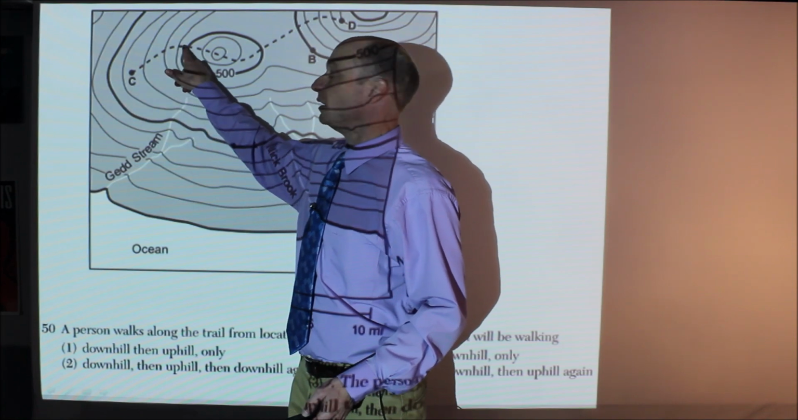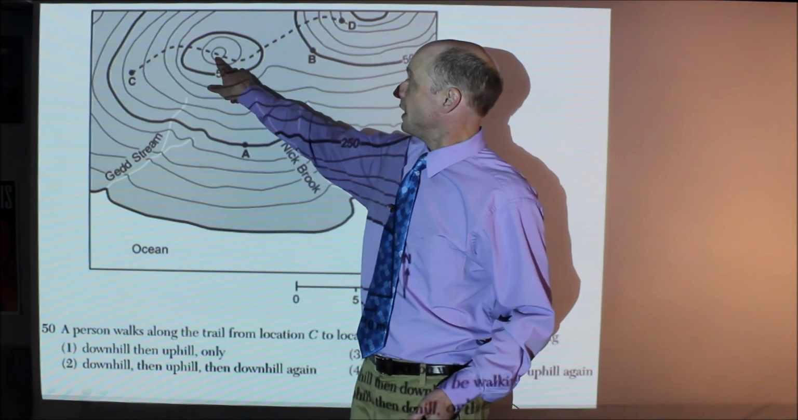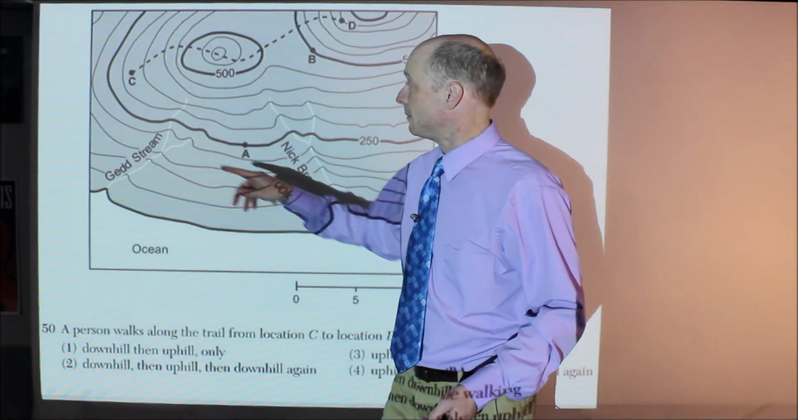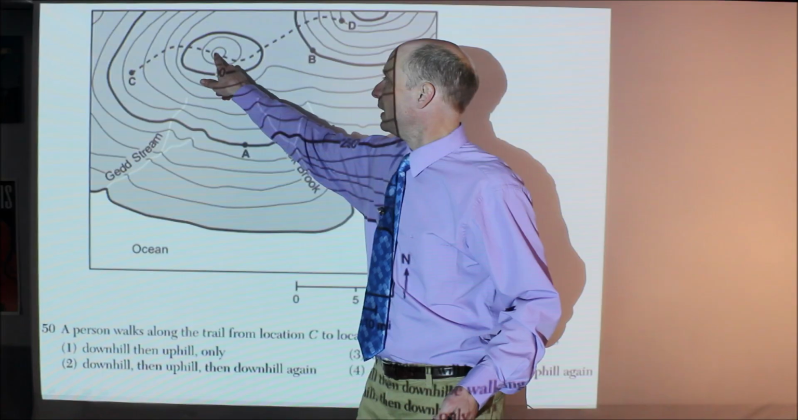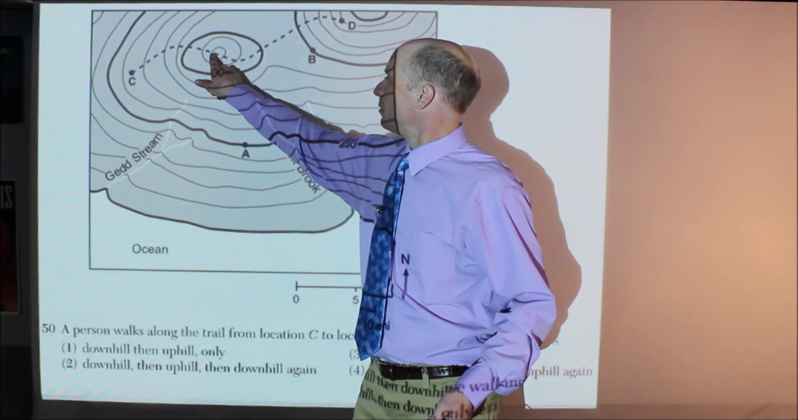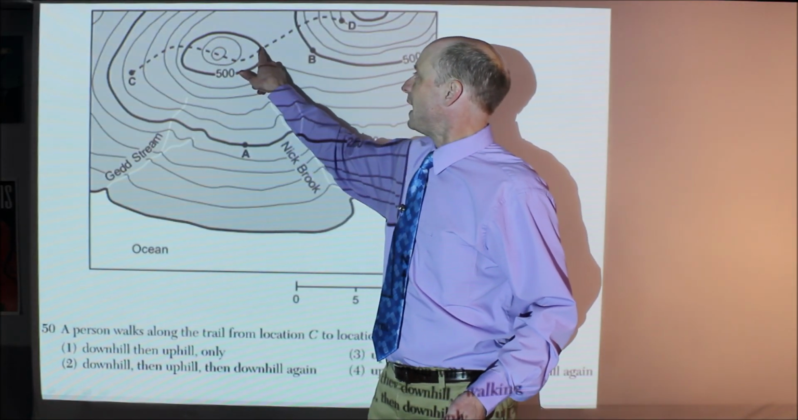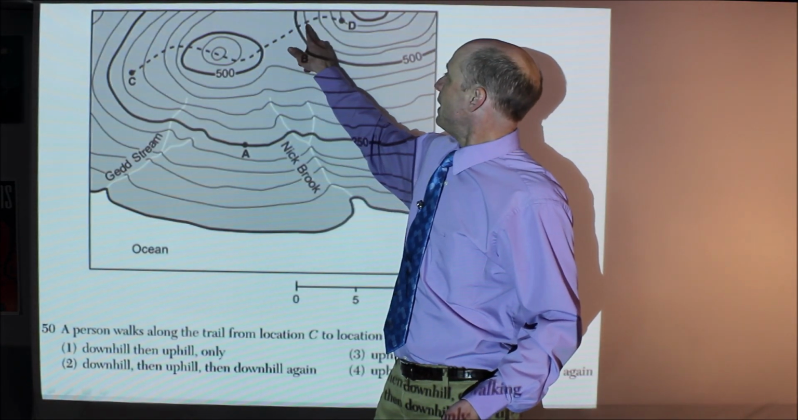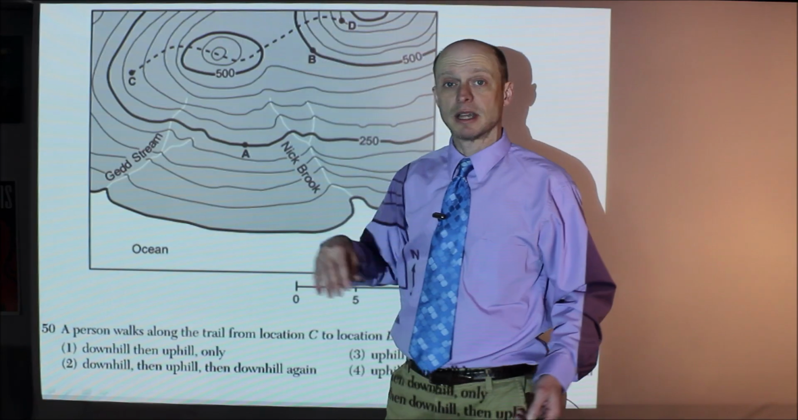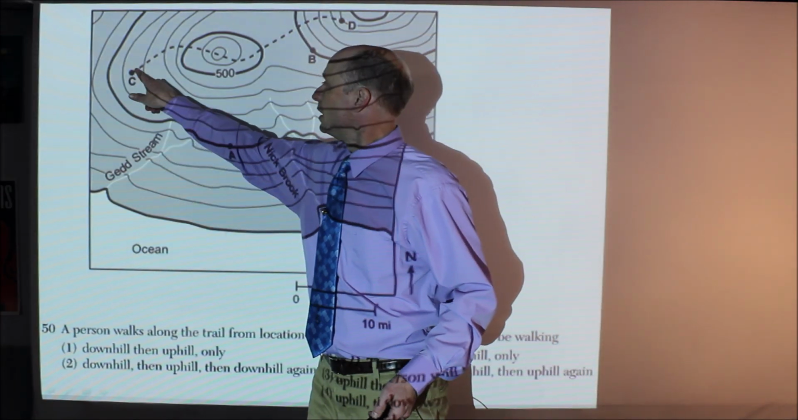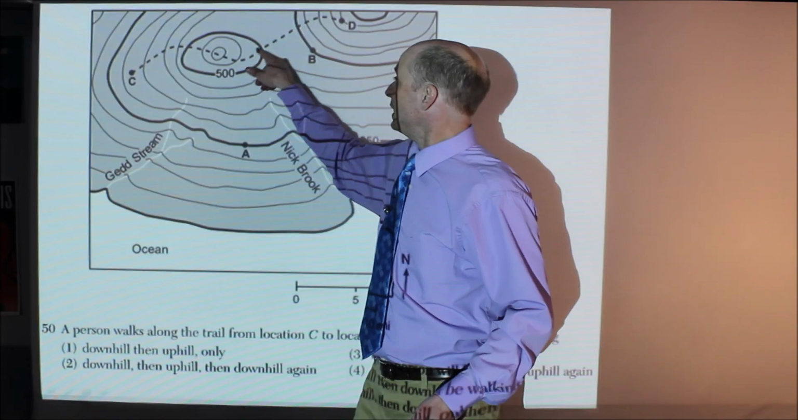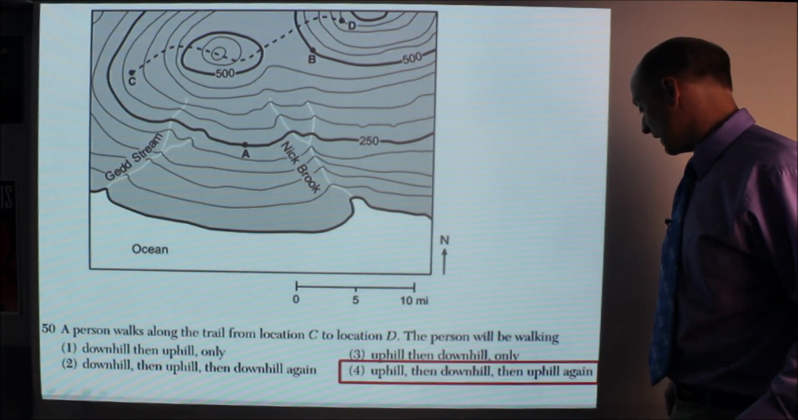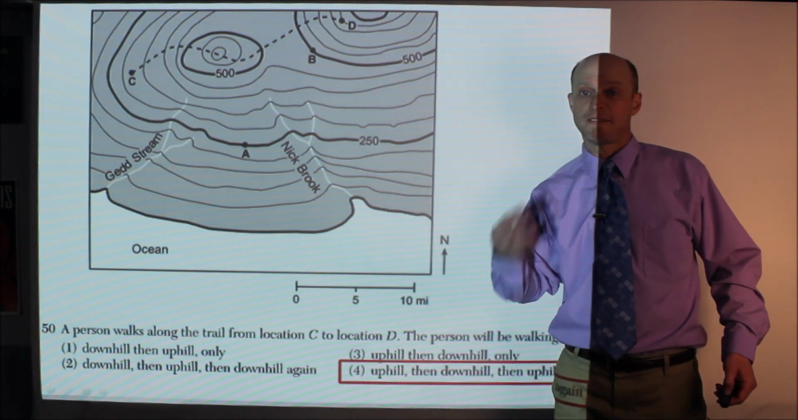You're going uphill. Hopefully you can recognize that these little circles on the contour map represent the tops of hills. So you walk up to the top of the hill, and then you're going downhill because you're over 600 feet here, down to 500, below 500. So you go below 500, back up 500, 550, 600, then going back uphill. Take your time, go through this. So you're walking uphill, then downhill, and then uphill again. And that is choice number 4.